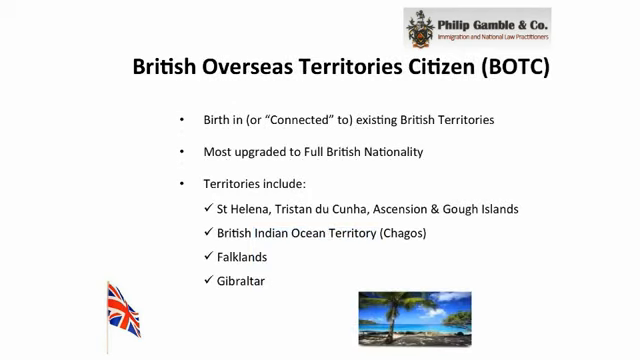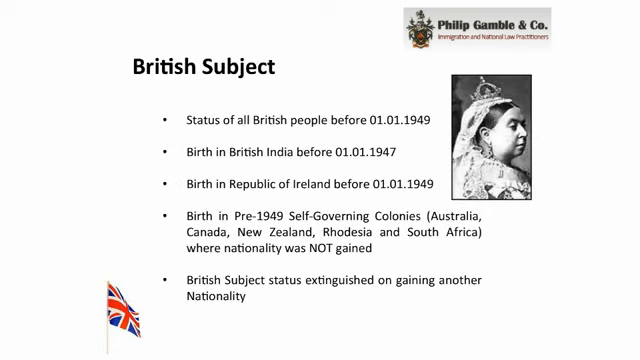A British overseas territories citizen is a person who's connected with an existing UK territory now. An example of this might be St Helena or Montserrat. British subject status relates to a person who's connected to British India before 1947 or the Irish Republic before 1949. This tends to be the rarest form of UK nationality that we see today, predominantly because it's extinguished if the subject concerned has the nationality of another country, regardless of which country that may be.